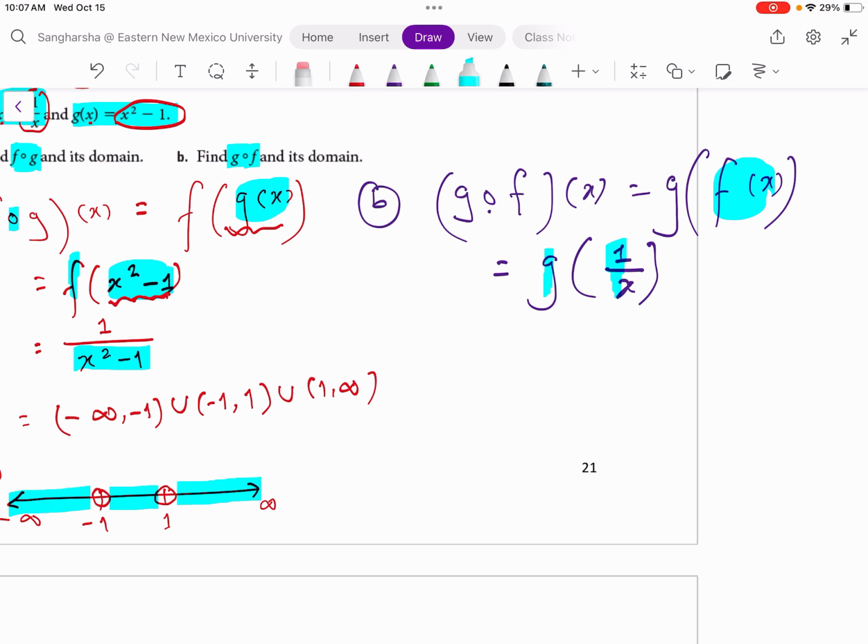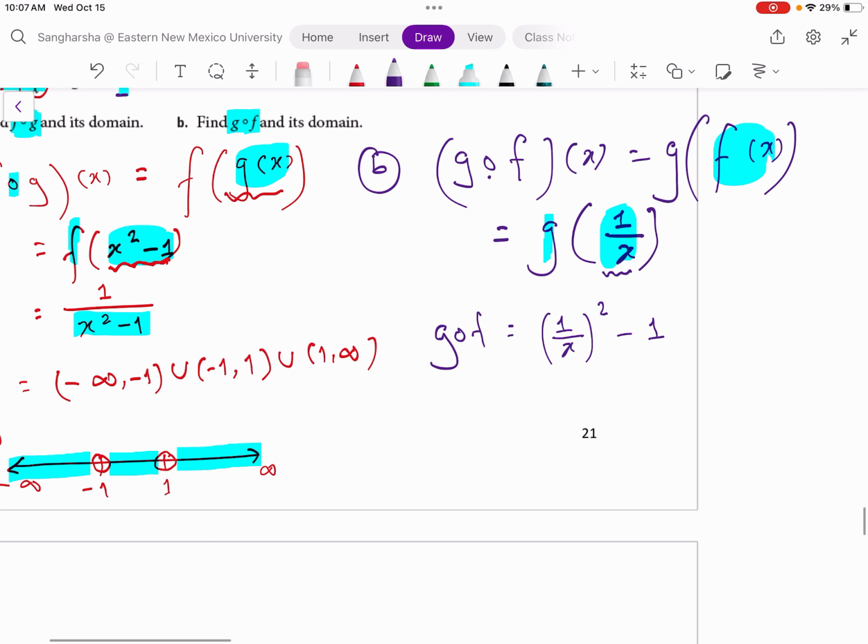Now to find this, we take the G function, and for every X in the G function, we replace it by 1 over X. Here we have X square. For that X, you write down 1 over X. X has a square, so this must have a square, minus 1. And this is G composite F.